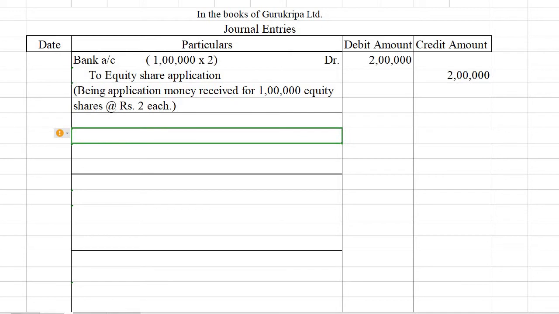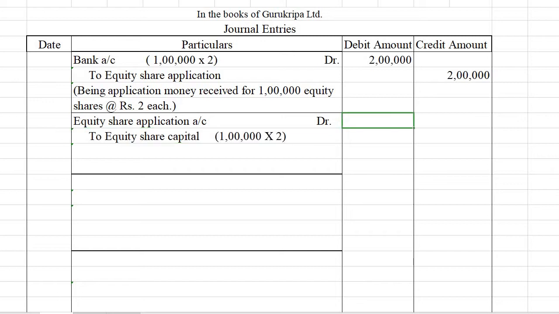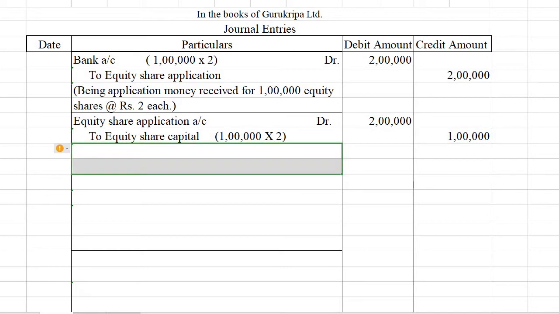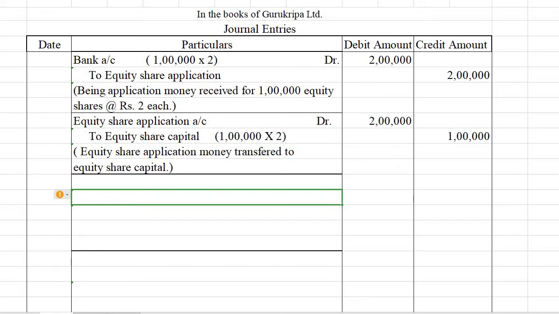Then this application money is to be transferred to capital. So let us write that journal entry. Share application account debit to share capital. The same amount will be transferred: 2 lakh, 1 lakh shares into 2 rupees each. And we have to fill in the narration also. So the transfer entry is over. Now the next entry, due entry for allotment. Let us write that journal entry.